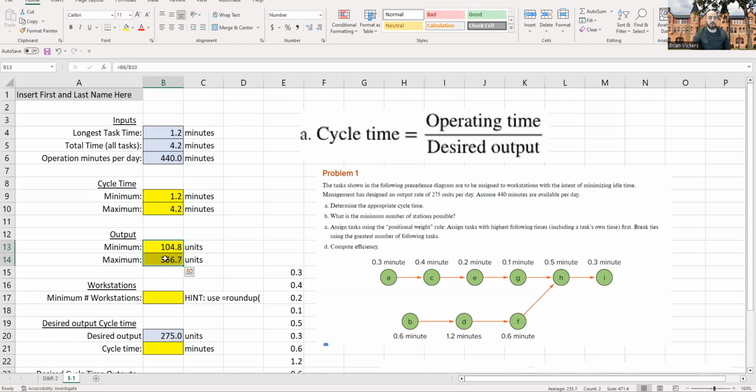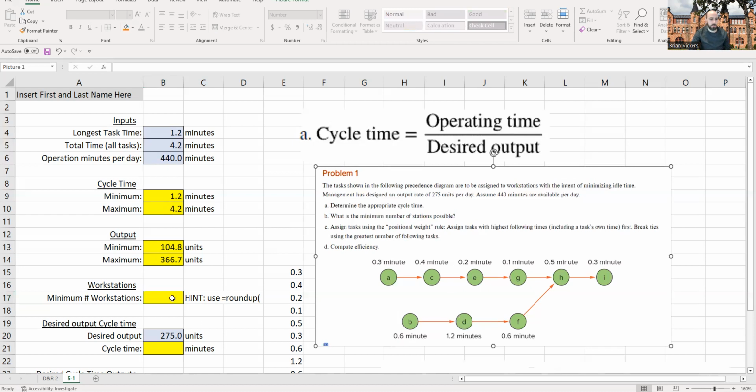So now that we know that, what would the minimum number of workstations I could theoretically get in place be, but still be able to maximize the task times here? So we're given 1.2 as our minimum. So how many workstations would I need? Okay, so we would need, why do we have, sorry, determine the appropriate cycle time.